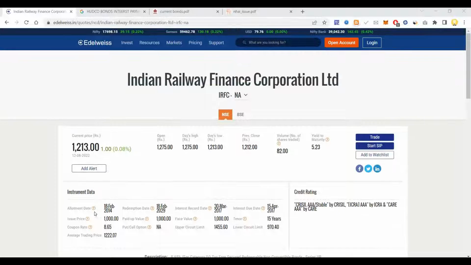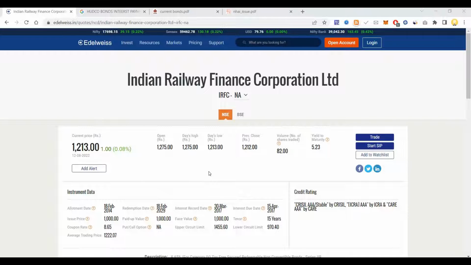Today I will tell you something about tax-free bonds in India. So you might have heard about these tax-free bonds that are issued by government or government-based companies. Using this, you can actually make money with the interest payment dates.